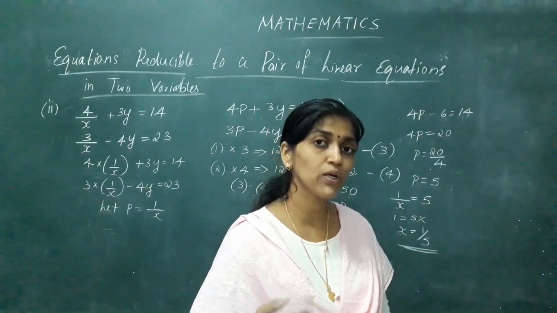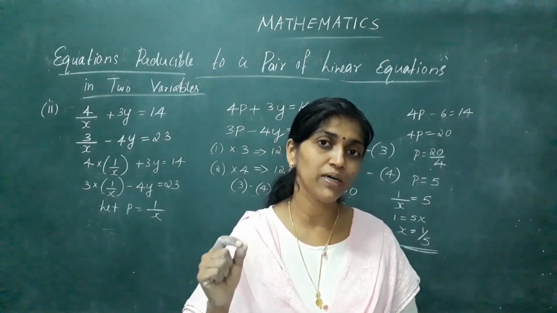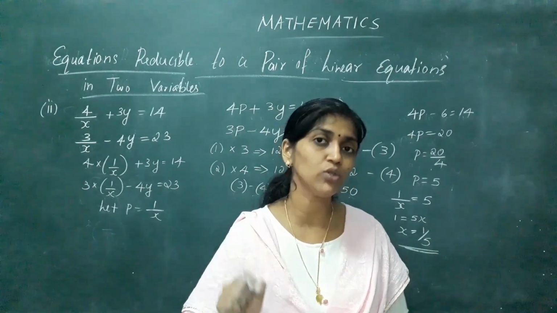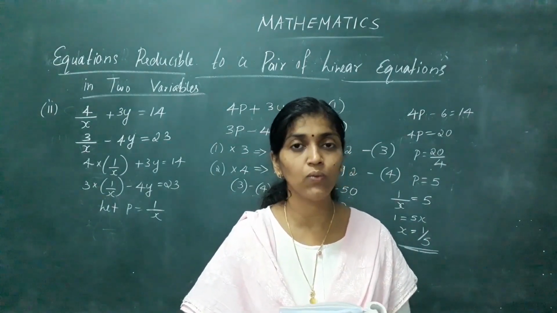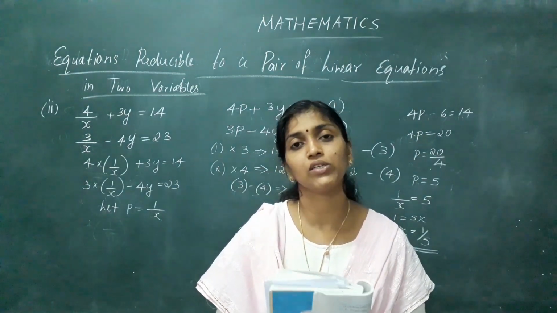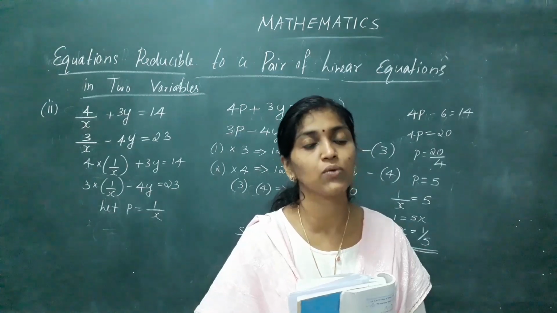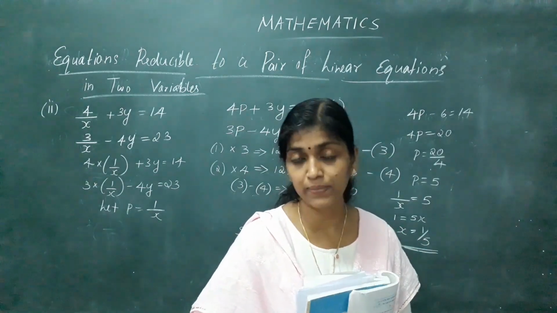When you substitute, or when you introduce another variable, see the variable you are using in both the equations. The value of the variable that is given in both the equations must be the same. That is, if you are taking p as 1 by root x in one equation, in the next equation also p must be equal to 1 by root x. Then only you can use p for the second equation also. Otherwise, if it is different, you have to use different variables there.